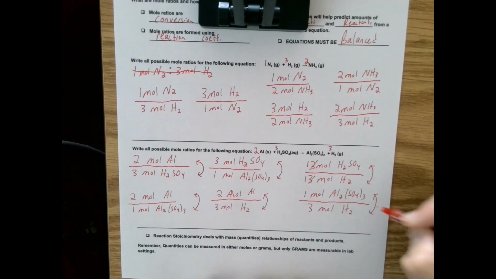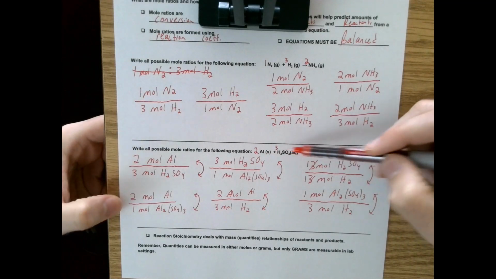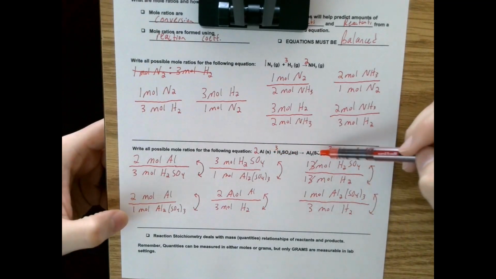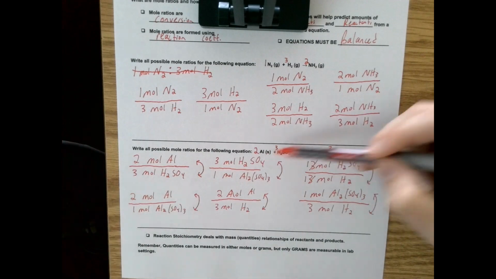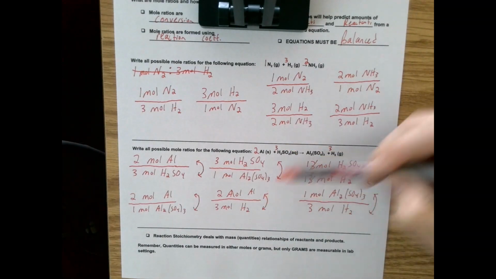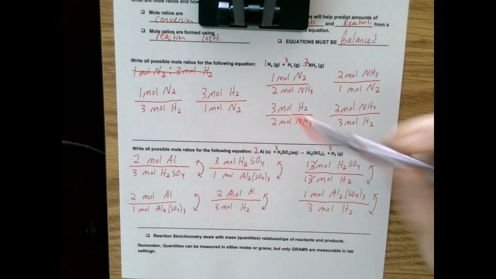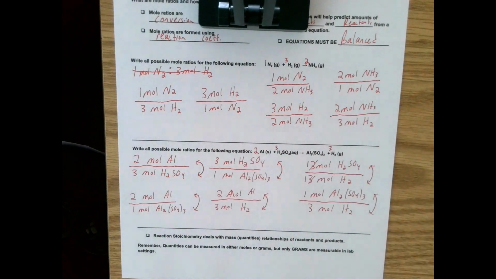So let me go back and check myself. I have 2 aluminums, 3 H2SO4s. I have 2 aluminums, 1 aluminum sulfate. I have 3 sulfuric acids, 1 Al2(SO4)3. I have 2 aluminums, 3 hydrogens. I have 1 sulfuric acid and 1 hydrogen because I reduced the 3's down. Then I have 1 aluminum sulfate and 3 hydrogen. So those are the 1, 2, 3, 4, 5, 6, 12 mole ratios that we can produce from that equation.